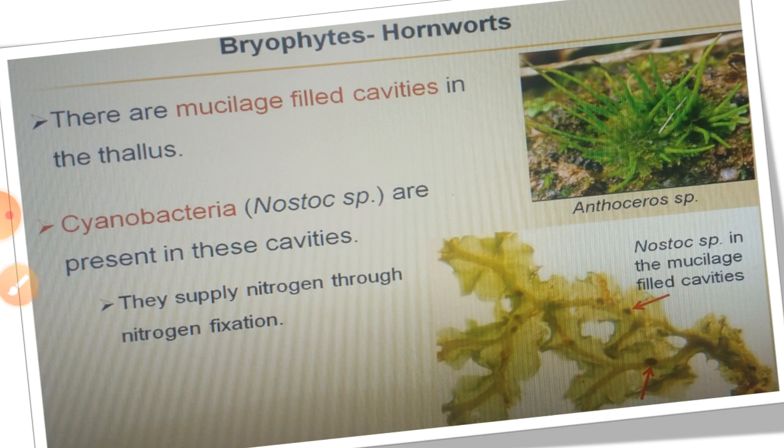In Anthoceros, there are mucilage filled cavities in the thallus. In this mucilage filled cavity, cyanobacteria like Nostoc are present. The cyanobacteria supply nitrogen to Anthoceros through nitrogen fixation. You can see here in the image.